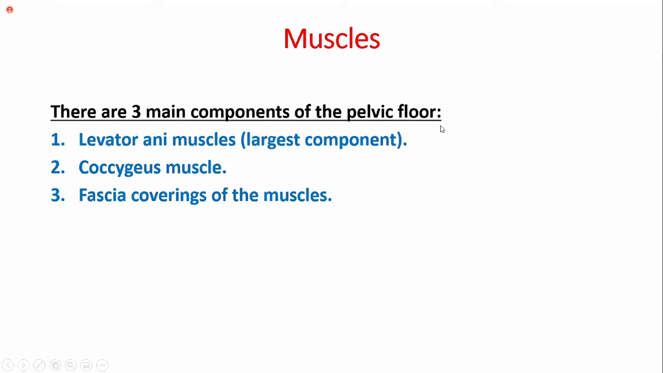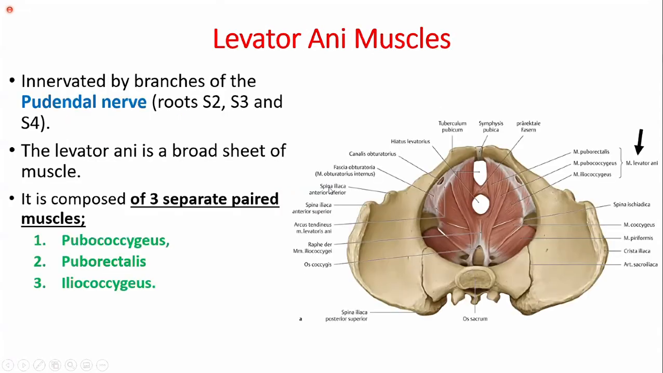So there are three important components of these muscles. Basically, you have the levator ani muscles, and the levator ani has another three muscles. We'll talk about it. And then you have the coccygeus muscle, and then you have the fascia that covers them. So we're going to be focusing on the muscles that form this floor. Okay.